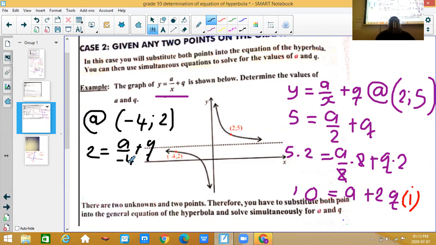Now we still have a denominator. Let us get rid of this denominator. What do we need to do? We multiply by -4, on all terms. If you multiply by -4, 2 times -4, what do you get? -8.